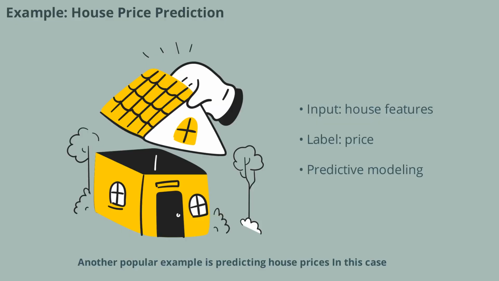Another popular example is predicting house prices. In this case, the input features might include the size of the house, number of bedrooms, location, and age of the property. The label is the actual price of the house. The model learns from historical data, identifying how each feature affects the price. After training, it can estimate the price of a new house based on its features, making it a valuable tool for real estate professionals.